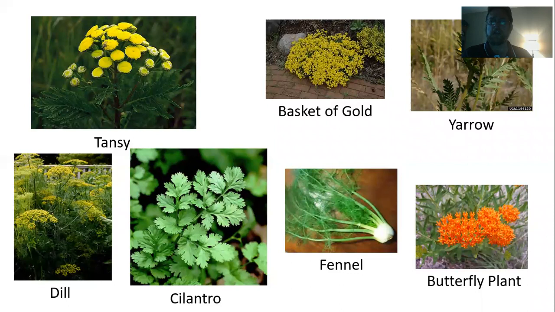And one of the things I like to tell people, one of the best ways to keep pollinators, butterflies, and beneficial insects in your home landscape is an herb garden. So plants like dill and cilantro and fennel are fantastic resources for young caterpillars that are going to turn into beautiful butterflies, as well as these beneficial insects.